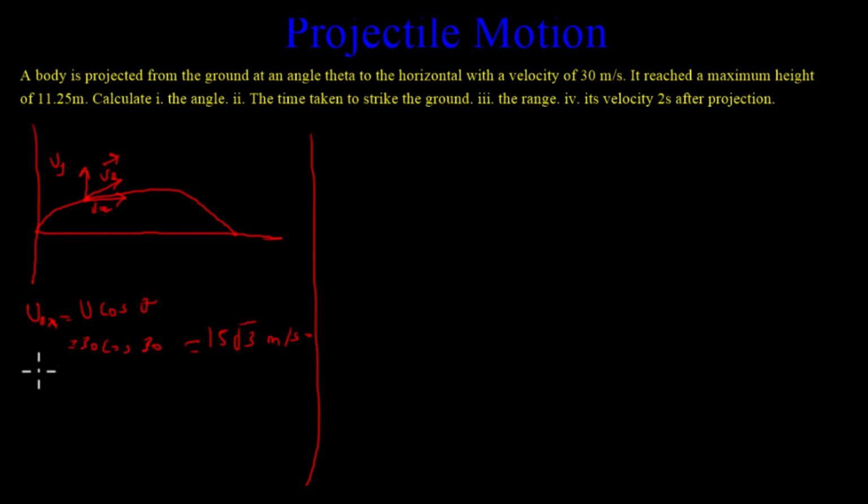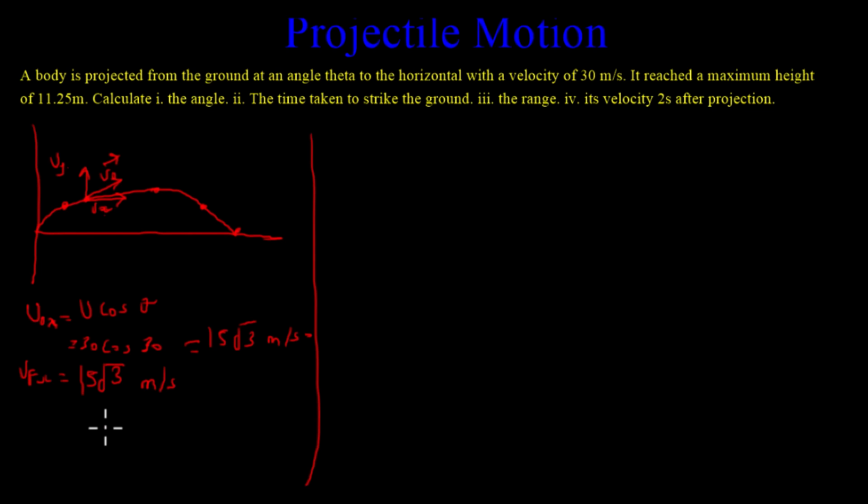The final velocity, whether at this point, or this point, or this point, will still be constant horizontally. So V final of x will still be equal to 15 root 3 meters per second. Let's write this correctly so it doesn't get confusing.